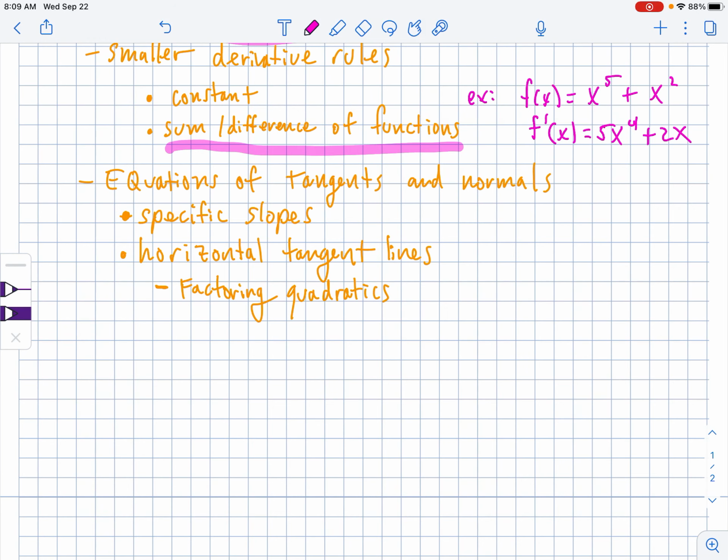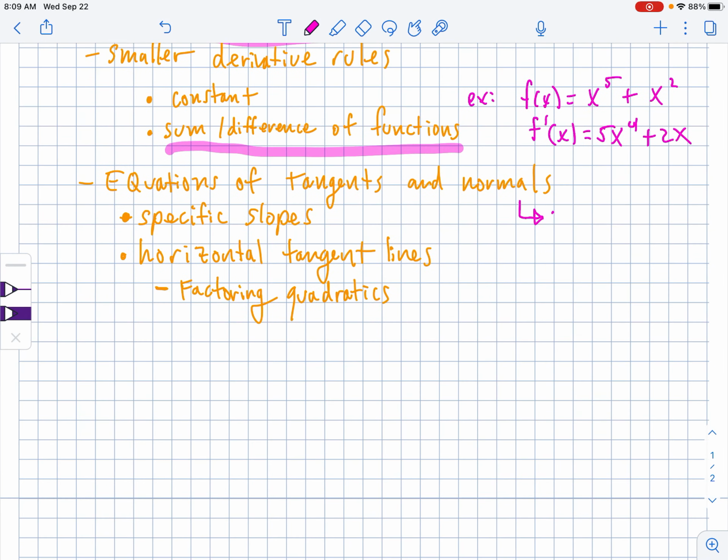The last topic we did in this unit was the equations of tangents and normals. Remember that tangents and normals are always going to be in this form, y equals mx plus b, where m is your slope or gradient, and b is your y-intercept. Remember that derivatives are just slope machines. So if you take a derivative, that machine gives you the slope of tangents at any point on the curve.